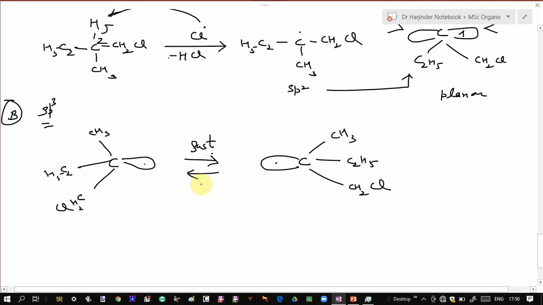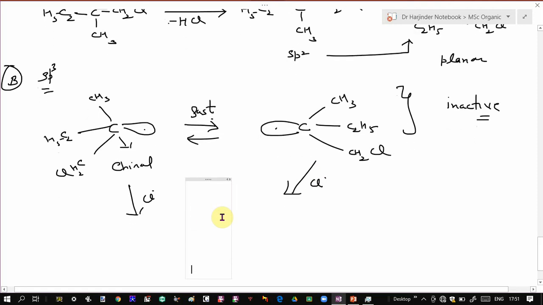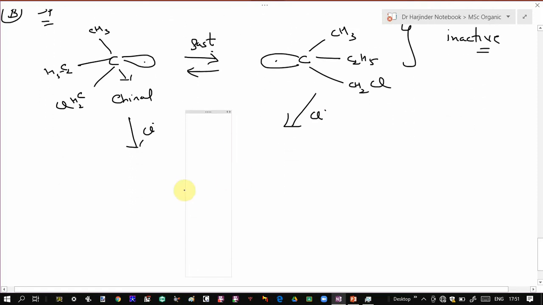Due to this rapid flipping, even though this carbon is chiral, these two mirror images rapidly change into each other, and both are mirror images of each other. That makes them optically inactive. Due to this flipping, both exist at the same time. So this form will give rise to one product, this form will give rise to another product, and both products are mirror images of each other. So in that case also you will get a racemic mixture.